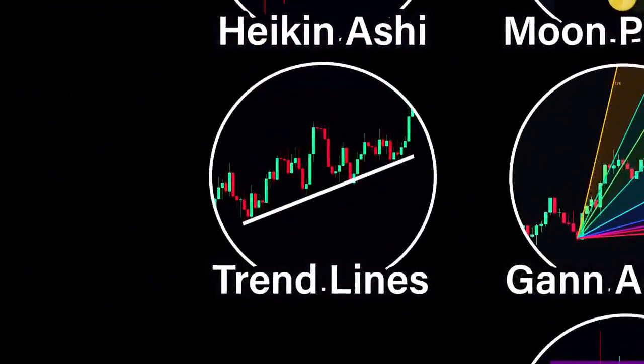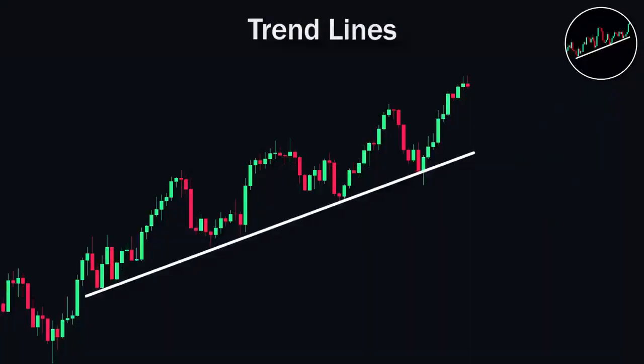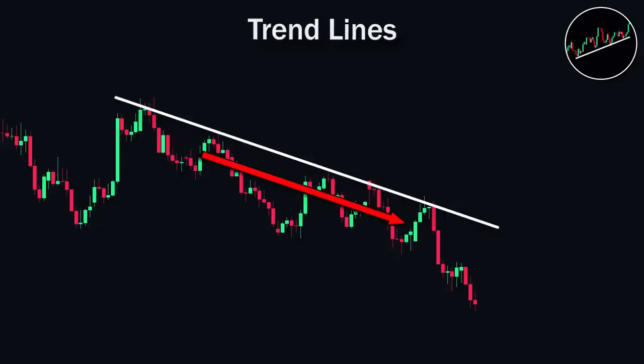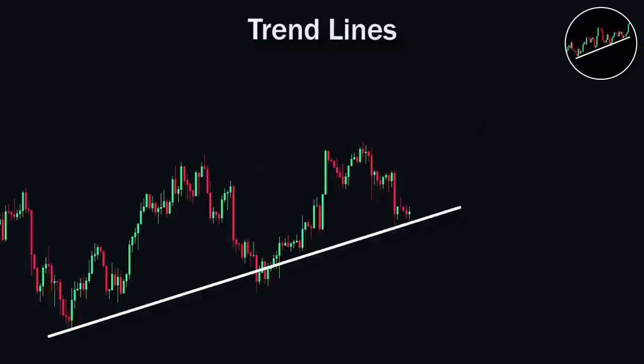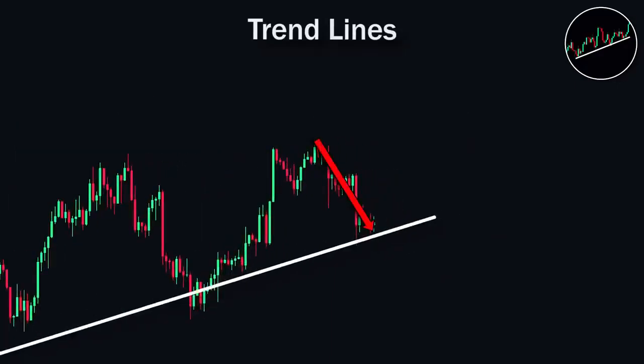Trend lines. Trend lines are key levels that form diagonally during a trending market. You can use trend lines to identify the overall direction of the price. Upwards trend line means bullish, downwards trend line means bearish. And similar to support and resistance, you can also use the trend line to identify possible entry scenarios. For example, if price retraces back to a trend line, it can be a good opportunity to take a buy position.